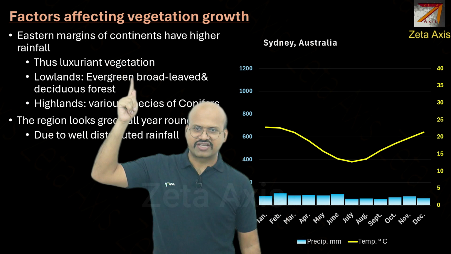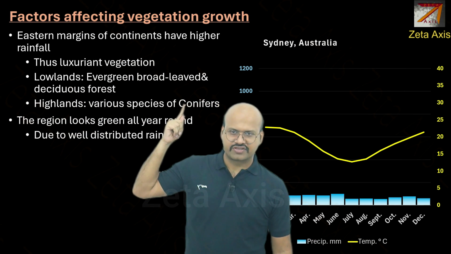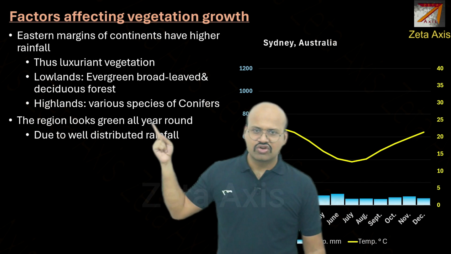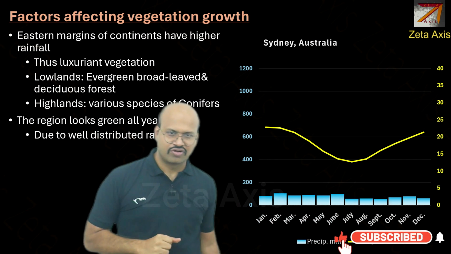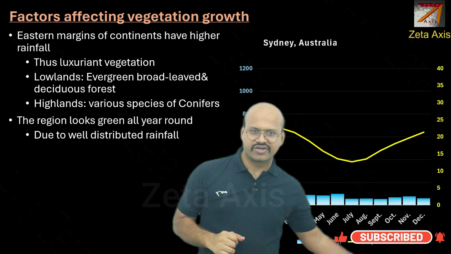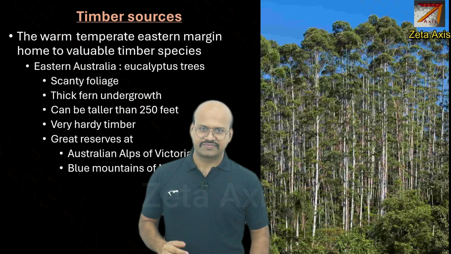The evergreen forest can also be seen in the lowlands. In the highlands, we will see coniferous forest. The region looks green all year round because of well-distributed rainfall. So we can see that the rainfall is distributed throughout the year, and that is why we will have greenery across the year.